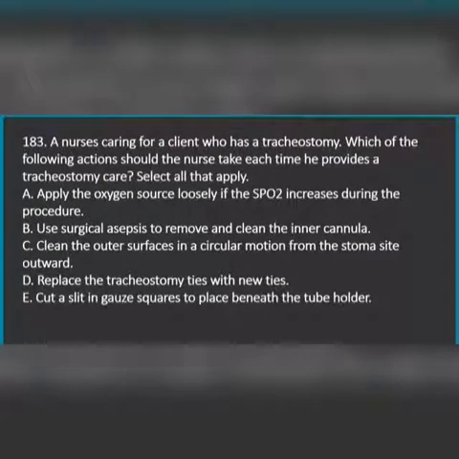Question 183. A nurse is caring for a client who has a tracheostomy. Which of the following actions should the nurse take each time he provides tracheostomy care? Select all that apply. A. Apply the oxygen source loosely if the SpO2 increases during the procedure. B. Use surgical asepsis to remove and clean the inner cannula. C. Clean the outer surfaces in a circular motion from the stoma side outward. D. Replace the tracheostomy ties with new ties. E. Cut a slit in gauze squares to place beneath the tube holder.